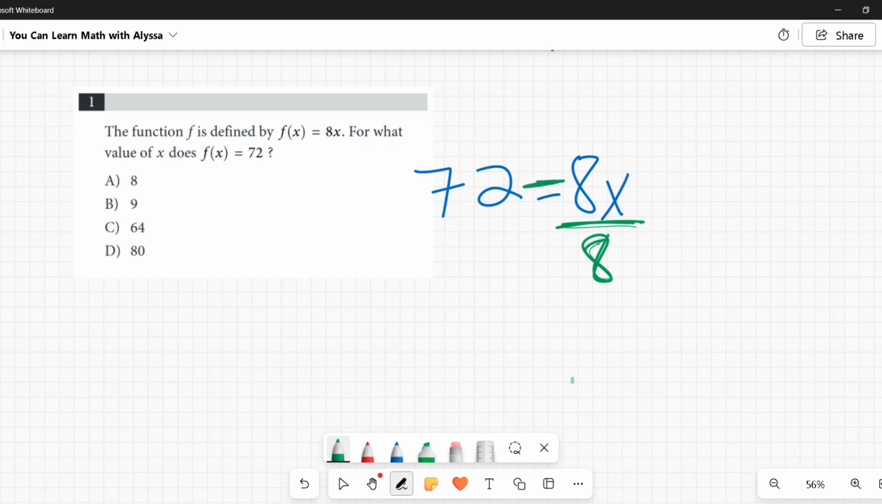And because this is an equation, I have to keep things equal. I have to do it to both sides. So on that right-hand side, I've undone what's been done to x. So it's just now x. And 72 divided by 8 is 9. Again, we get to the same end. Our answer is B, 9.